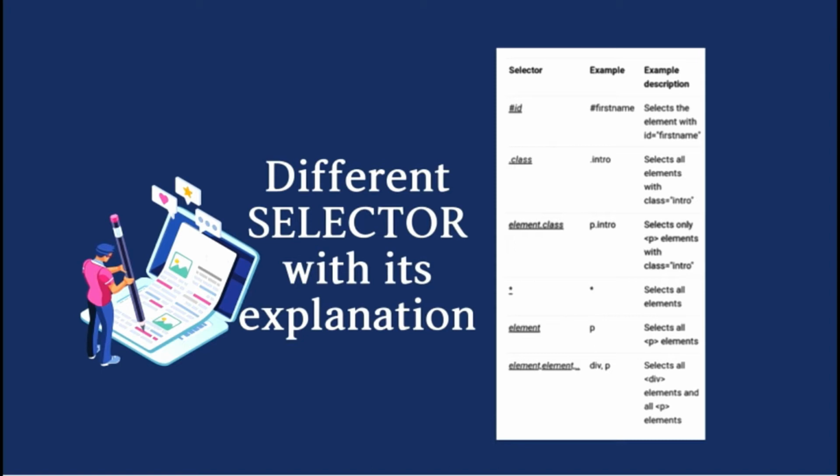Okay, so the next one is the universal selector. When we say universal selector, this means that it selects all the elements, as simple as that. Now we have also the element selector. An example of this one is p, which we can see from the HTML. The description is that it selects all the p elements. And we have also the element comma element selector. The example of that one is div, comma, p. The description of this one is that it selects all the div elements and all of the p elements.